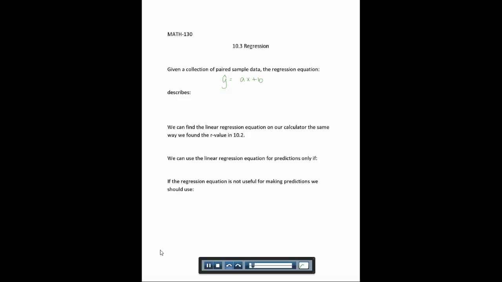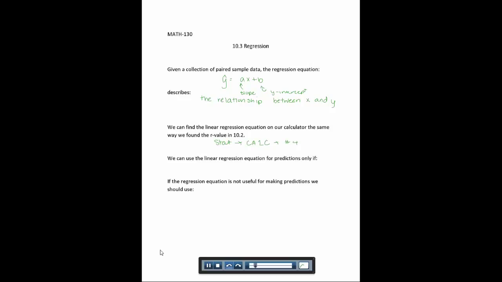This line would describe the relationship between x and y. You can see that a is the slope of that line and b is the y-intercept. We'll be able to find the linear regression equation in our calculator the same way we found the r value. So stat, then over to calc, and then you choose number 4, which is the linear regression.